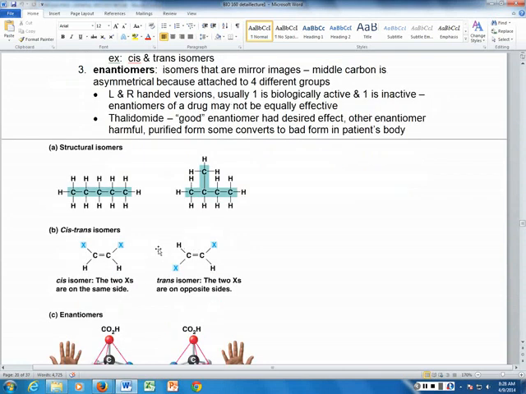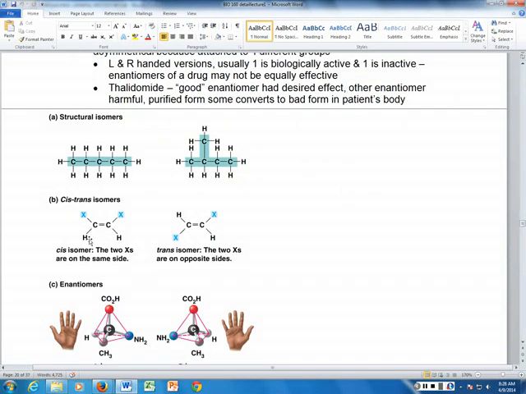Your cis-trans isomers are going to involve having a double bond, and then you have 2 substances that can either be on the same side or on opposite sides. If they're on the same side, it's cis. If they're on opposite sides, it's trans. So the way I remember, trans is across, cis on the same side, kind of like sisters.